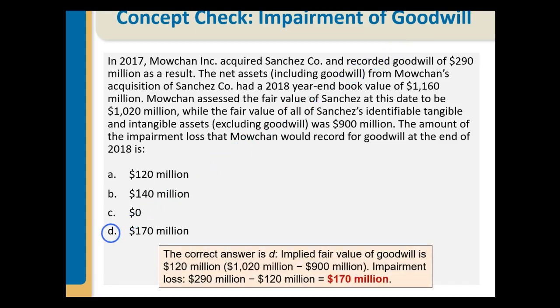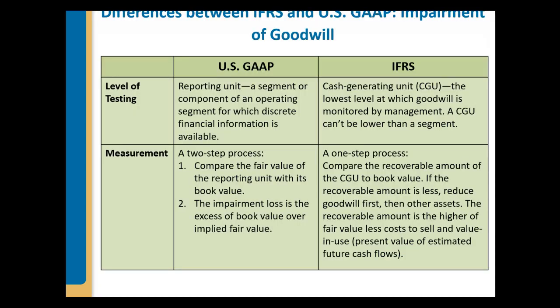$170 million. So the way we will do that, the implied fair value of goodwill would be $120 million, which is the 1,020 less the 900. The impairment loss is going to be the $290 million minus the $120 million, which gives us the $170 million.